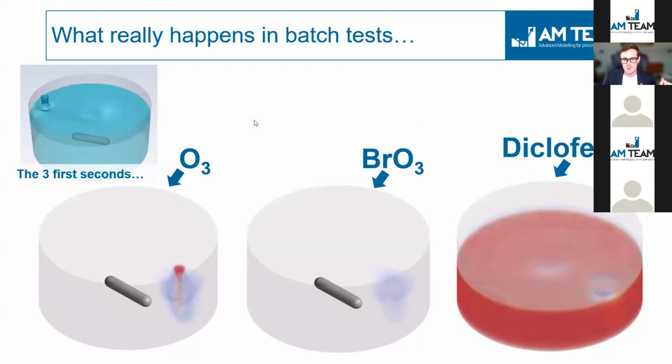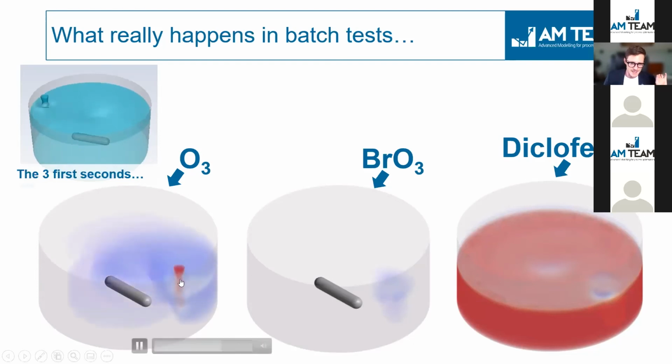So what you will be seeing here is movies of the local concentrations of ozone, bromate, and diclofenac, one of the micropollutants. Red means 100% diclofenac, and if the color starts disappearing, we are removing it. And ozone, of course, is dosed at this site. You can already see it happening. So let's look, if we dose ozone, what happens with the ozone level in this batch test. So we see a local cloud going around, and in this test, we are only visualizing the first 3 seconds because a lot of things happen in the first 3 seconds.